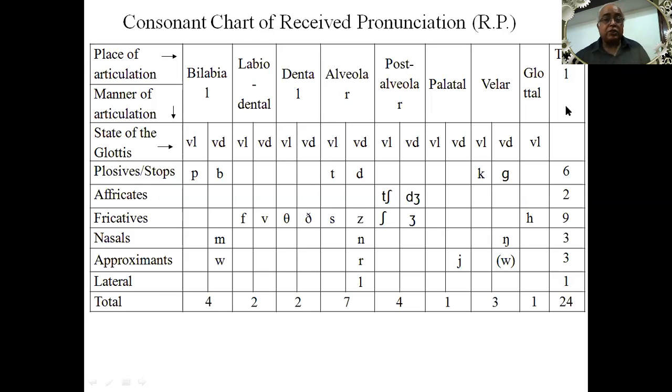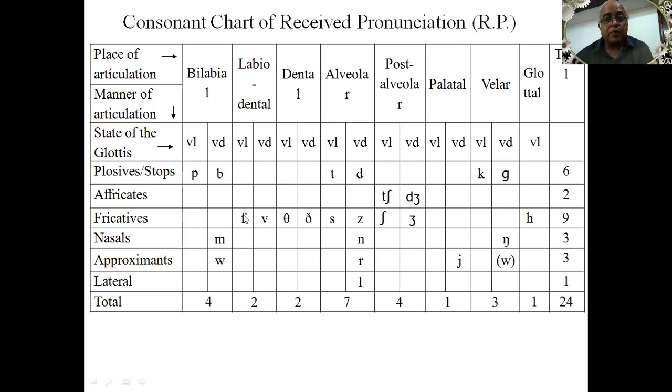So let's just check. We've got 6 plosives, 2 bilabials, 2 alveolars, 2 velars. So there should not be any problem with these 6: p, b, t, d, k, and g. If we're a little careful about g. Affricates, there are 2. There may be slight problem in recognizing the symbols or writing them.